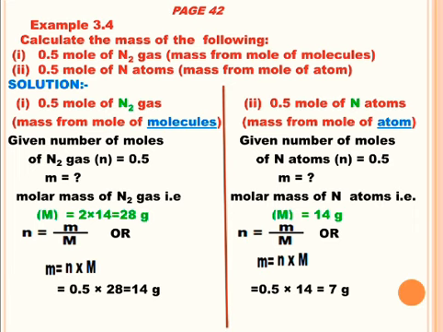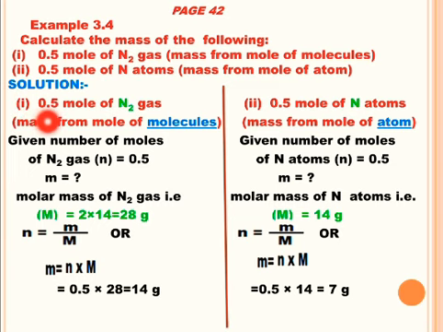First of all, see example 3.4 given on page number 42 of chapter 3 in your NCERT science textbook. Calculate the mass of the following. Number 1, 0.5 mole of nitrogen gas, that is mass from mole of molecules, and number 2, 0.5 mole of nitrogen atoms, mass from mole of atoms. Now let's find out the solution of these examples.